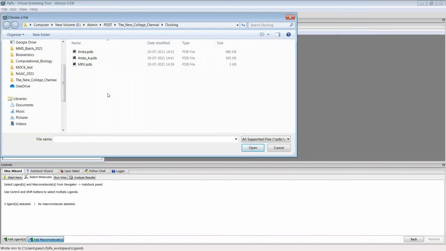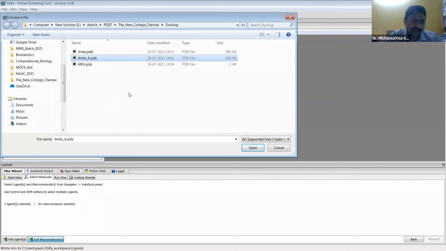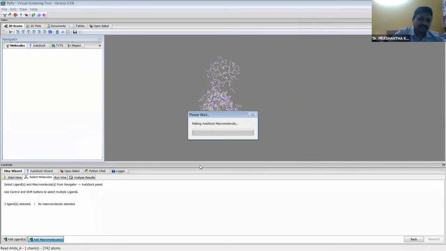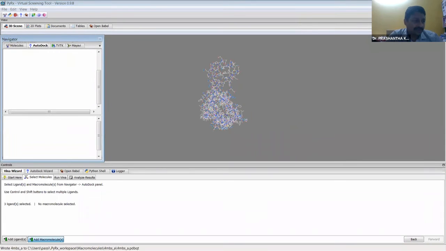So we had to select this 4MBSA because we want to take only one chain where we do not have any heteroatoms present, no inhibitor like Maraviroc, OLC or zinc ion present. So we have to select this A, 4MBS A, then open. Now it is going to load automatically.